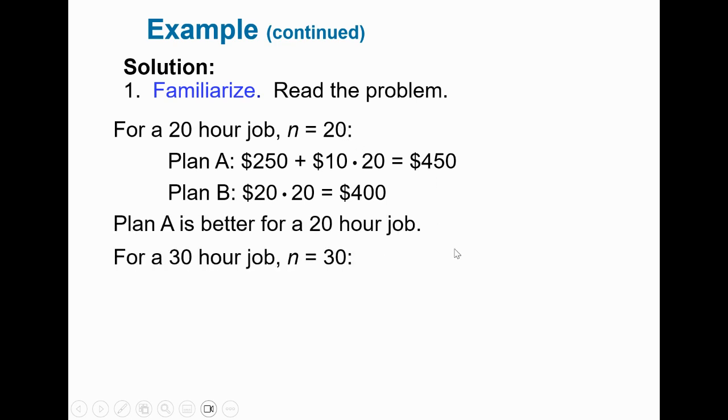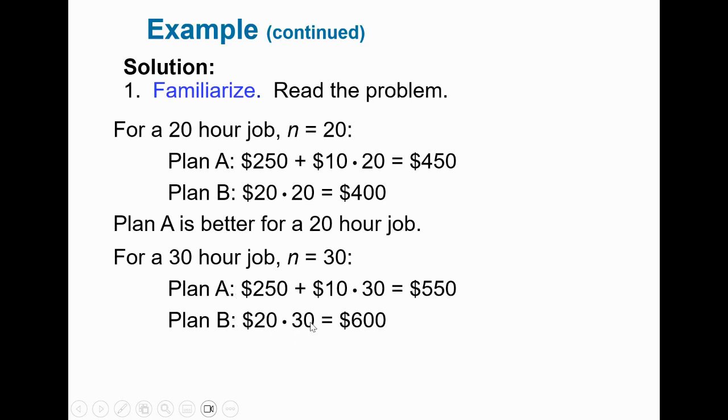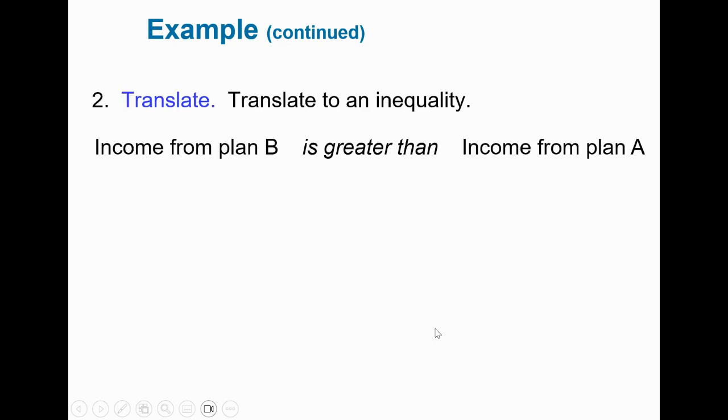Now for 30 hours, Plan A would give her $250 plus $10 an hour times 30 hours. That'd be $300 plus $250, $550. Plan B at 30 hours at $20 an hour gives her $600. Now notice at 30 hours, Plan B is a better deal for her. So we translate this to an inequality. When is Plan B going to be greater than or equal to Plan A?